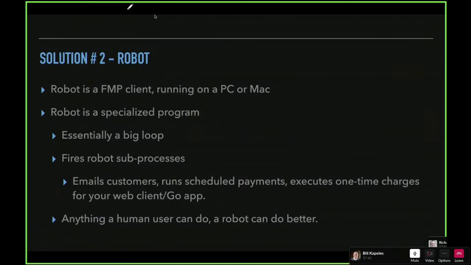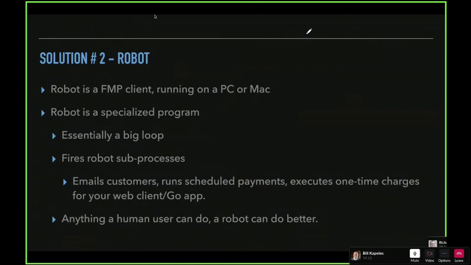So a robot is just a specialized program. That's all it is. It's a huge loop with a bunch of other stuff hanging off of it. And it goes down through a list of sub-processes and executes them like a robot, hence the name. And we've used it for myriad tasks across tons of different clients. But it can do anything that a human user can do, only better, because humans screw up. And the robot just does things like a computer.